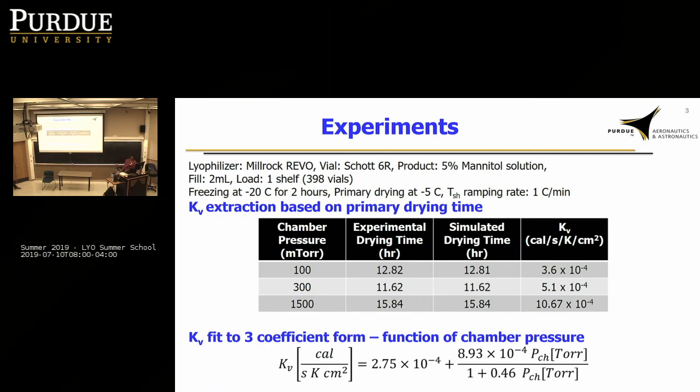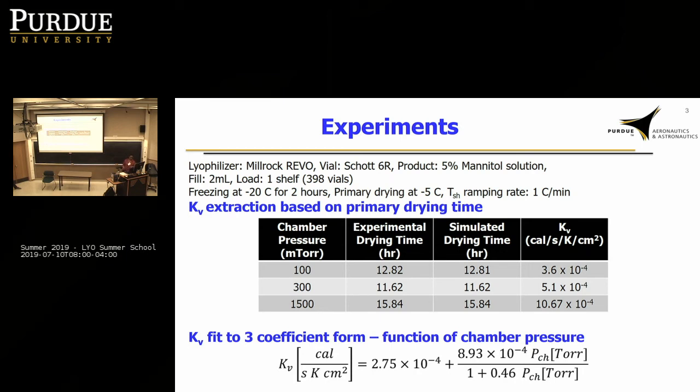So just to validate our model and ensure that it's giving the right results, we did some experiments so we can compare against it. These were at a fixed chamber pressure and shelf temperature. Basically it was run on Revo, which is a lab scale Lyo that's manufactured by Millrock.